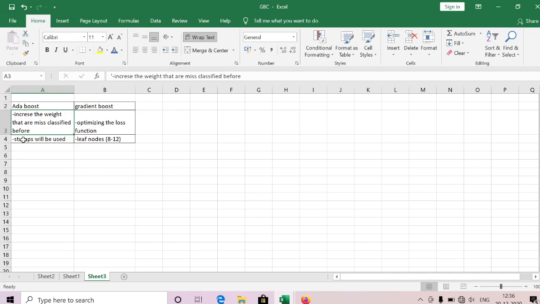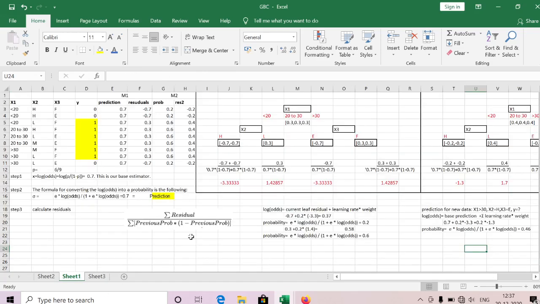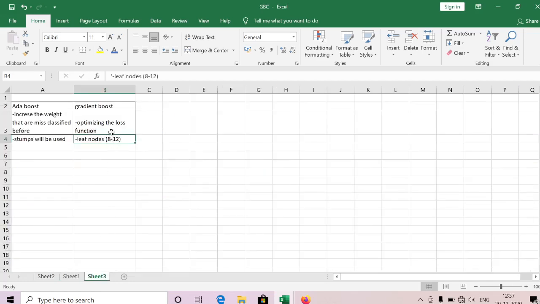And here we are using stumps for our training and also prediction, mainly one root and two leaves. Here, leaves up to 8 to 12, as we discussed. How many leaves? 1, 2, 3, 4, 5 leaves here. Up to 8 to 12 leaves we can build our decision tree. Similarly, based on our data set, we build it.